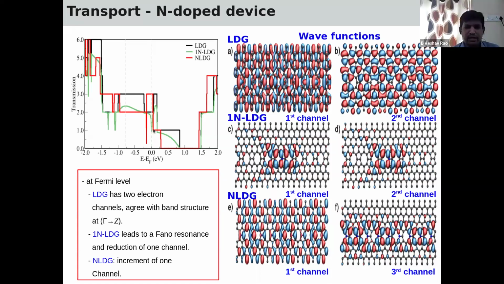The same, the reason behind it is obtained. When LDG, why are these kinds of transmissions obtained? We can see LDG. These are the wave functions for the first channel and second channel. Since there are only 2 channels, for the first channel this kind of distribution means density is higher. For the second channel, density is a little bit reduced. So the reason behind it: when only a single N is doped, then a Fano resonance is obtained, meaning current is reduced.